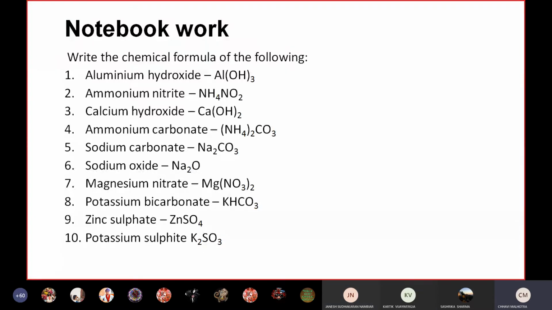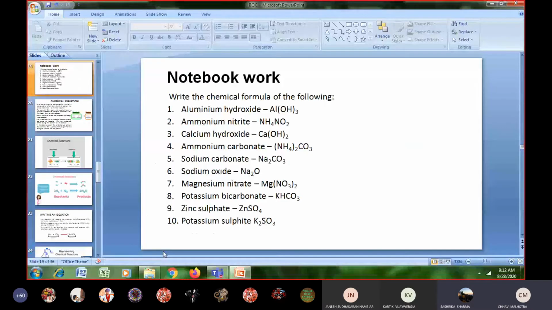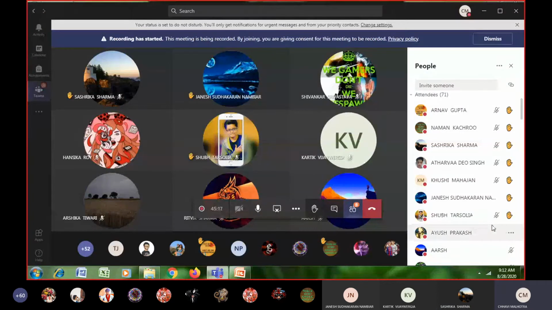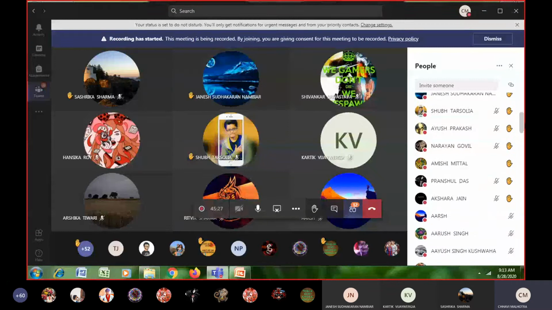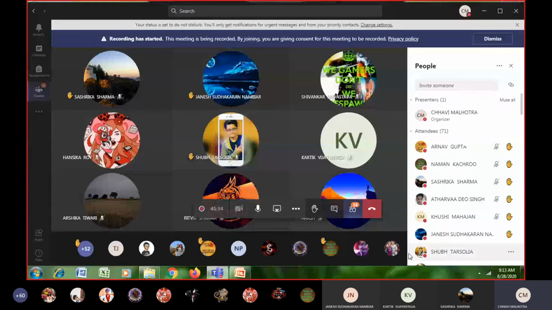Any child who got all 10 correct? Raise your hands, all those who got all 10 correct. Very good. Arnav, Naman, Shashrika, Atharv, Khushi, Janish, Shubh, Ayush, Narayan, Amishi, Pranshul, Akshara, Ridhima, Veer. Okay, great. Good students. Others can put your hands down.